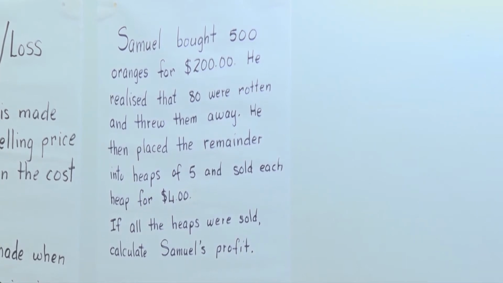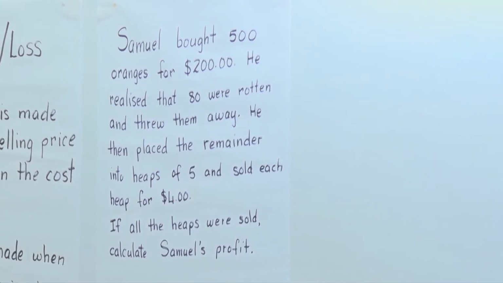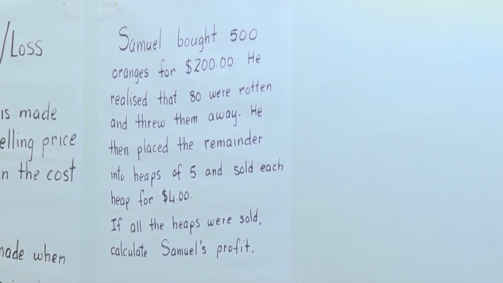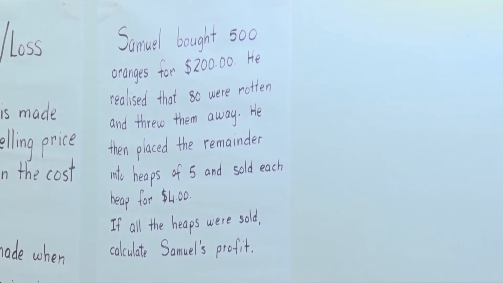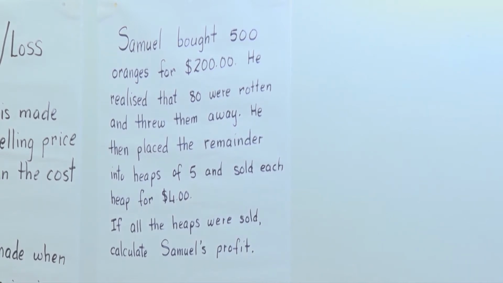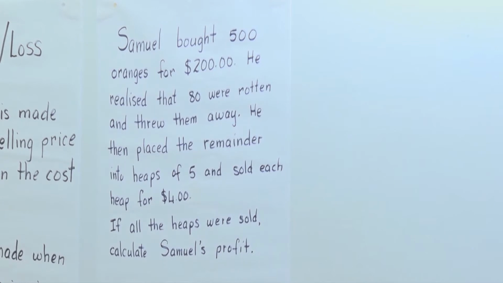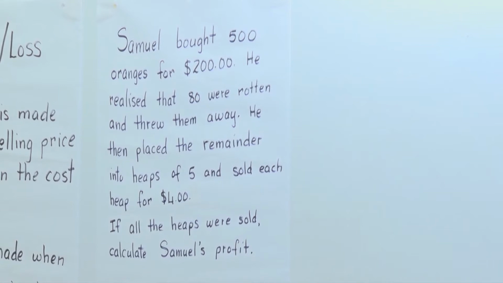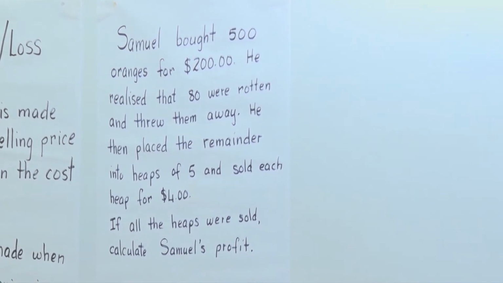We're going to read this again to ensure that you understand what we are looking for. Samuel bought 500 oranges for $200. He realized that 80 were rotten and threw them away. He then placed the remainder into heaps of 5 and sold each heap for $4. If all the heaps were sold, calculate Samuel's profit.